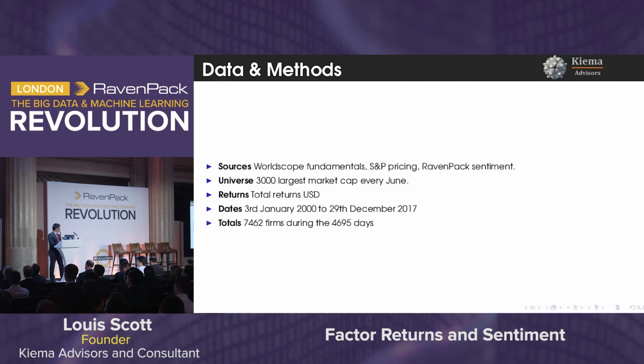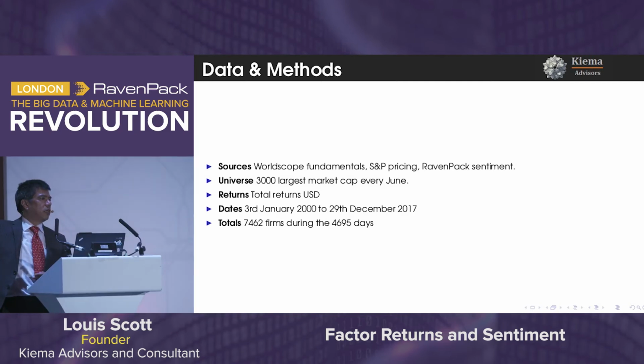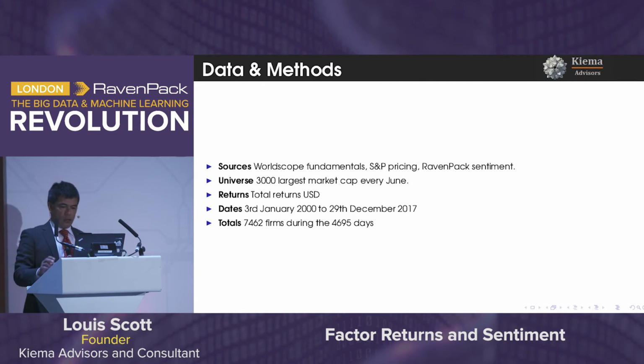All right, so nothing too surprising here. We use style research data because it allows for a consistent implementation with their long history of factor performance. The data that we're using is just the usual suspects. And we credit RavenPack for allowing us to condense all of that information that they convert using their methodology into a terabyte of data going back to 2000. Right? So everything's done in dollars. We rebalance every year to get the 3,000 largest names globally. And we have something like 7,500 firms, close to 4,500 days of data going back all that time.